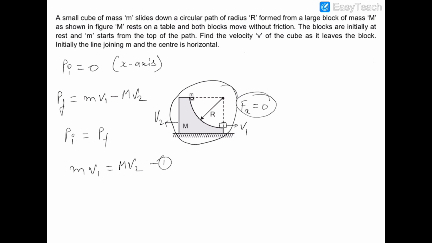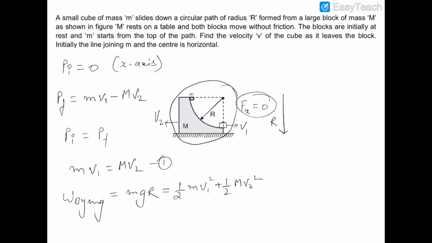Now we will find the next equation by energy conservation. When this block moves from this position to this position, the net displacement in the downward direction is r. So the work done by mg is equal to mgr, and this work done is being utilized in the kinetic energy of the block and wedge, which is half m v1 square plus half M v2 square.